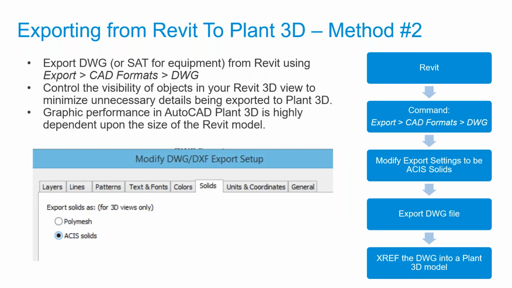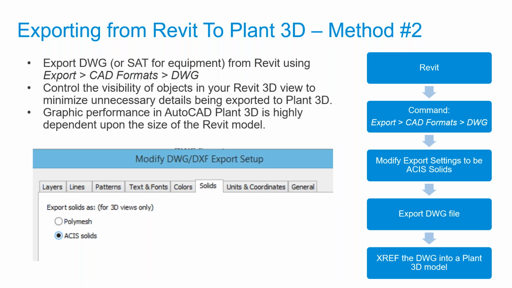The second method is a little bit different, which is exporting a DWG or a SAT file from within Revit. The second method is used to export the 3D models from Revit and then import them into AutoCAD Plant 3D as a native AutoCAD object. This method works best when you need those objects to appear in the orthographic drawings.